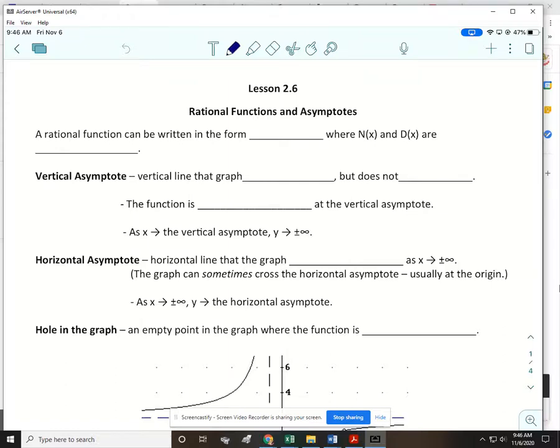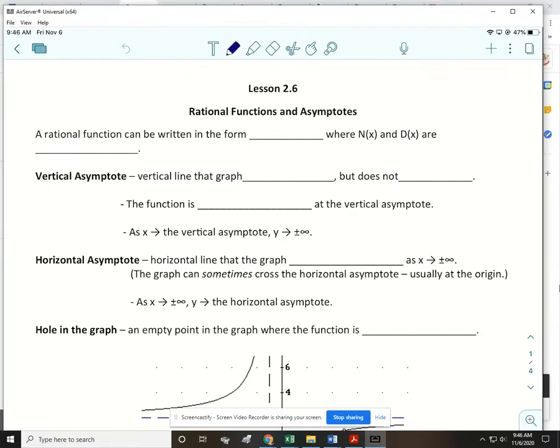All right, so in this lesson we're going to start talking about rational functions and their asymptotes. And you guys completed an exploration on rational functions and parts of the graph, so I'm hoping that's going to make this go a little more smoothly.